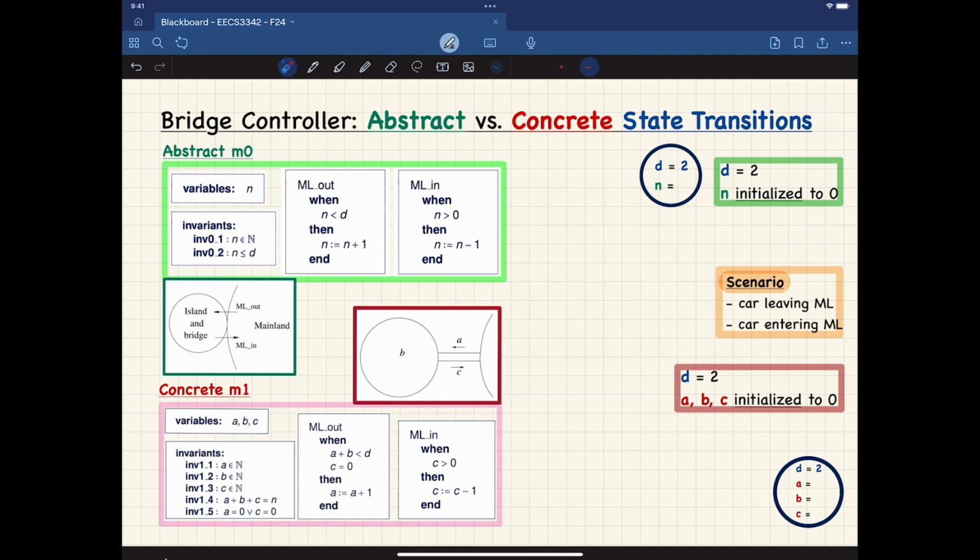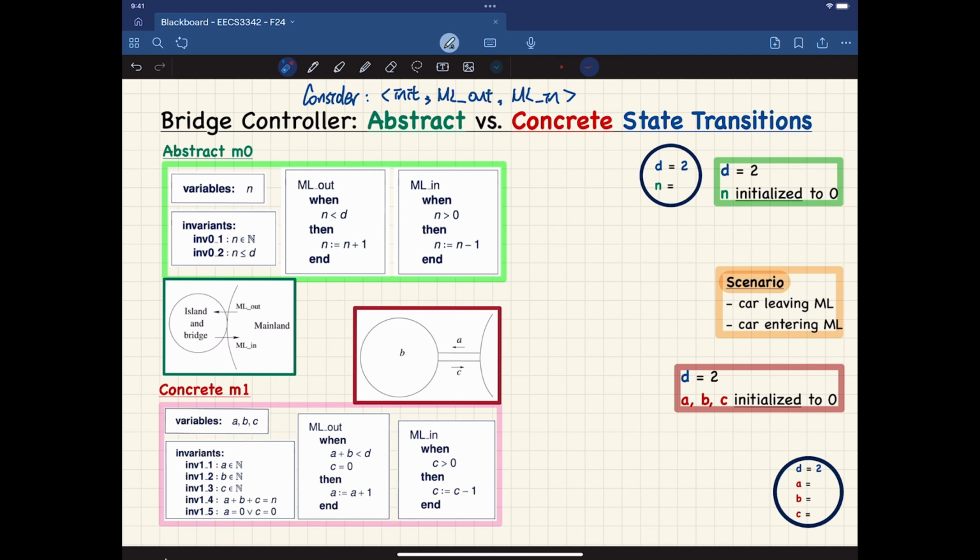All right, let's now take a look at it together. I want you to consider this particular trace. Let's say init, followed by init events, followed by ML out, followed by ML in. So we're going to see that after the inits, how are we going to see the correspondence between the abstract and the concrete models when they try to make the same transition ML out? Okay, let's see that.